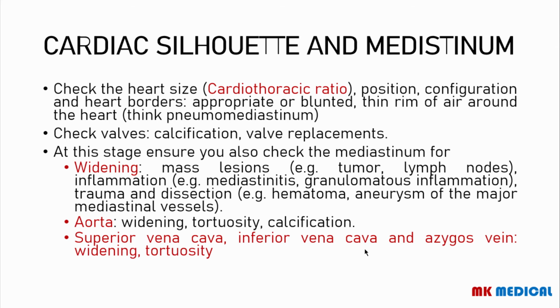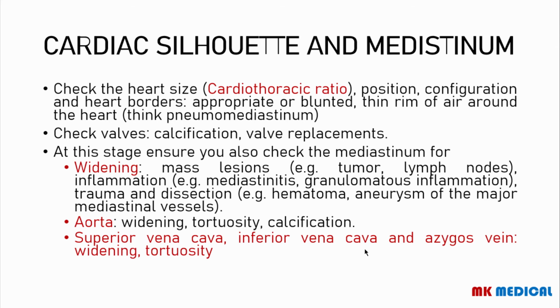So you want to check for the size of the heart, the position of the heart, the configuration, as well as the heart border. Sometimes you may be checking if they are appropriate size, or sometimes there may even be blunting of the borders. Sometimes there may be a thin rim of air, or a dark rim, that is surrounding the heart. You refer to that as a pneumomediastinum. So it could just be surrounding the heart. You can refer to that as a pneumopericardium.